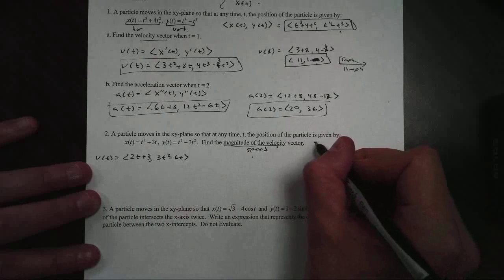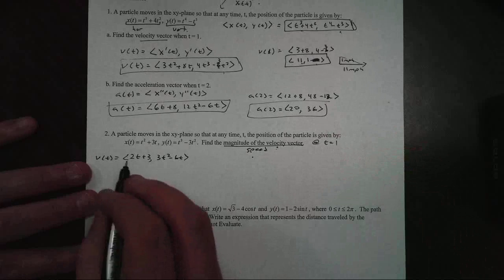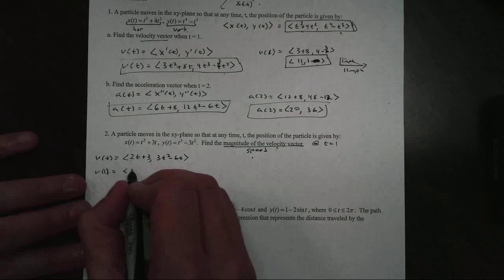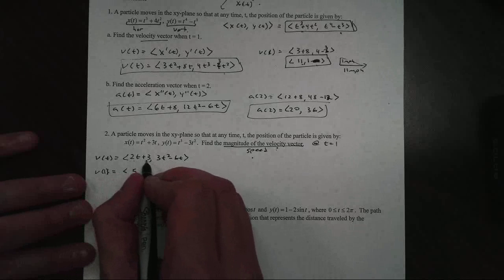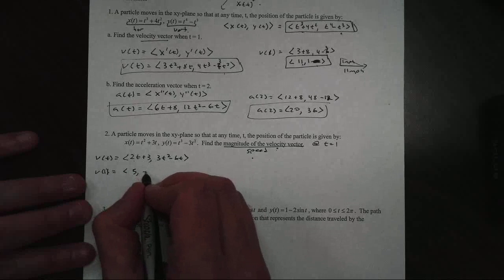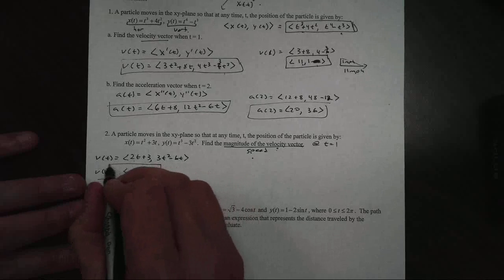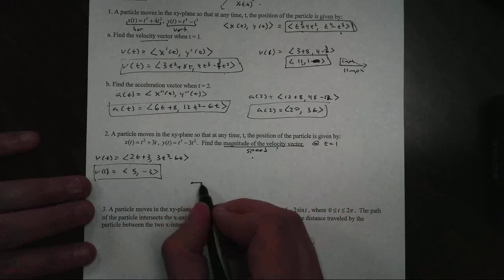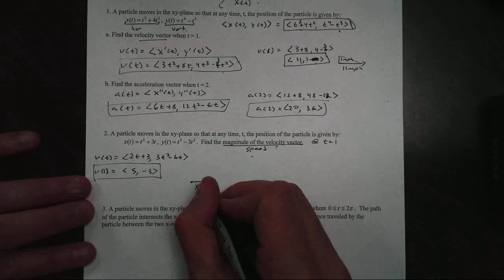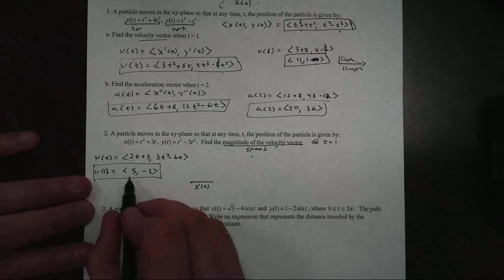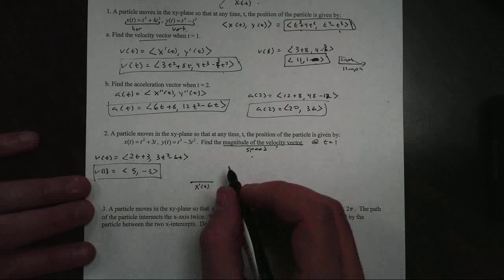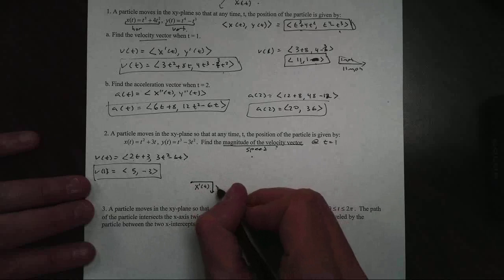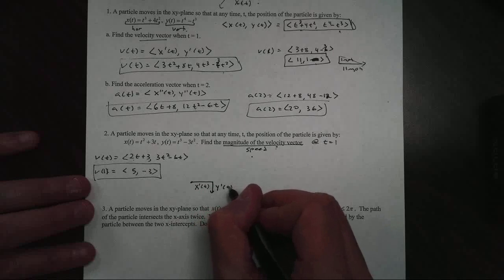I don't have a time given, so let's make up a time at t equals 1. So to find the velocity at 1, we get 5, that's 2 plus 3, that becomes 3 minus 6, so negative 3. So there's my velocity vector. Now remember what I told you. What that's telling me is horizontally, the particle is moving at, let's say, 5 feet per second. Vertically, it's going down at negative 3 feet per second.